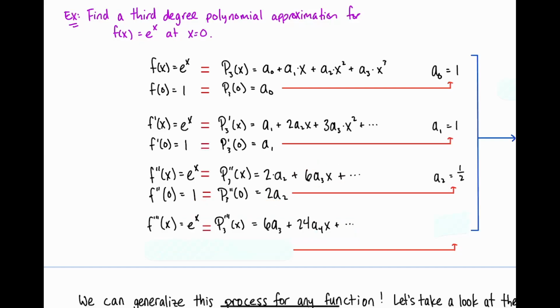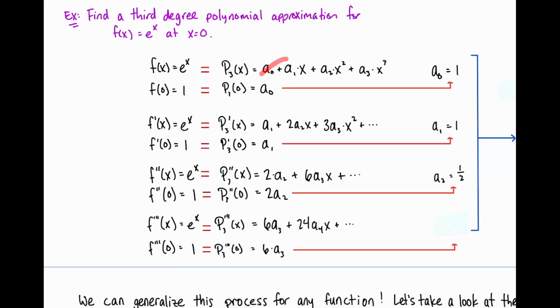I can do it one more time and say I want my third derivative on this side to equal my third derivative of my polynomial. All those things are going to go away. I pulled this 24 in just because I didn't have it over here. And I get this. My third derivative at 0 is still 1 because e to the x is nice, it just stays e to the x the whole time.